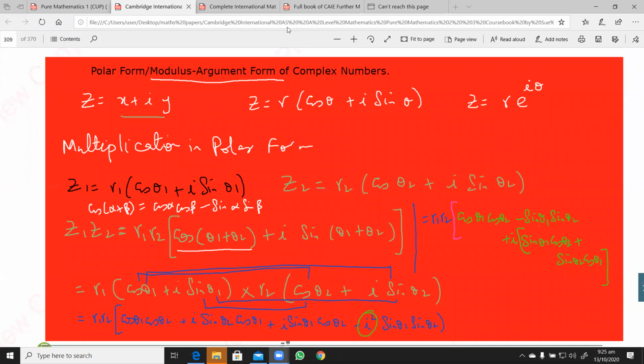Okay, sin(alpha plus beta) is sin alpha cos beta plus sin beta cos alpha. So you have this sin theta 1 cos theta 2 plus sin theta 2 cos theta 1, which can be written as sin(theta 1 plus theta 2). So that is the first rule over here: when you multiply two complex numbers, their arguments are added and their moduli are multiplied. So this is really quick.